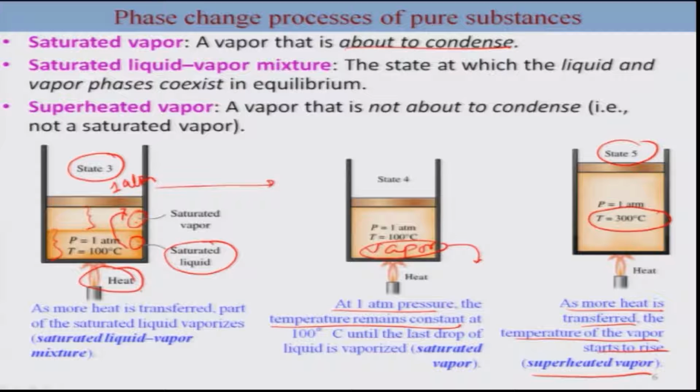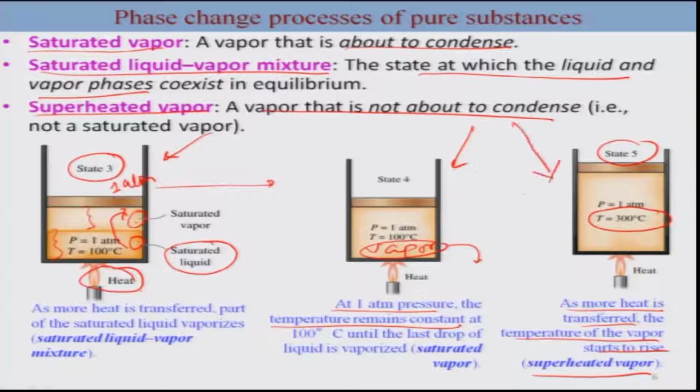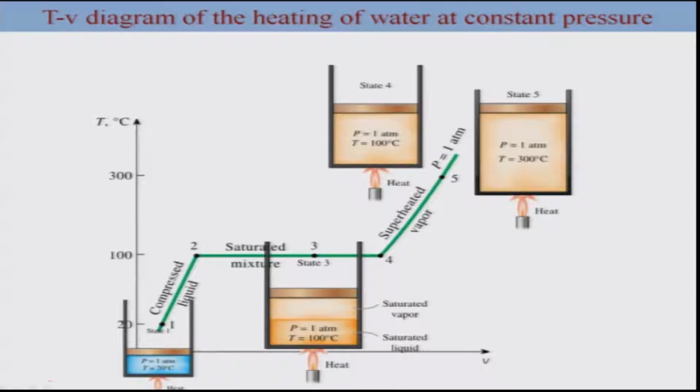So, you have 3 states which we talked about. One is a saturated vapor, a vapor that is about to condense, which is state 4. Saturated liquid vapor mixture, the state at which liquid and vapor coexist, which is of course state 3, and the superheated vapor, a vapor that is not about to condense, which is state 5. So, we can plot this in a temperature specific volume diagram, and so let us go back again.